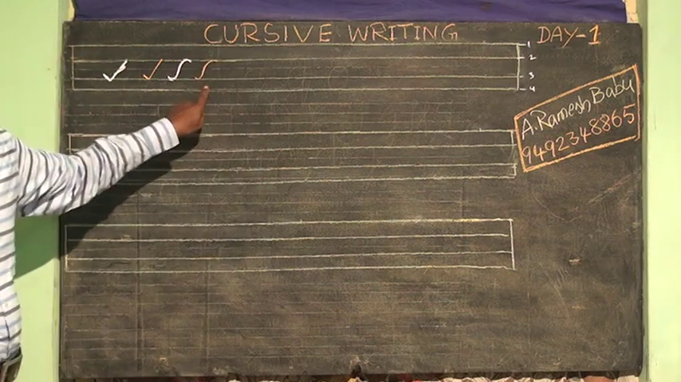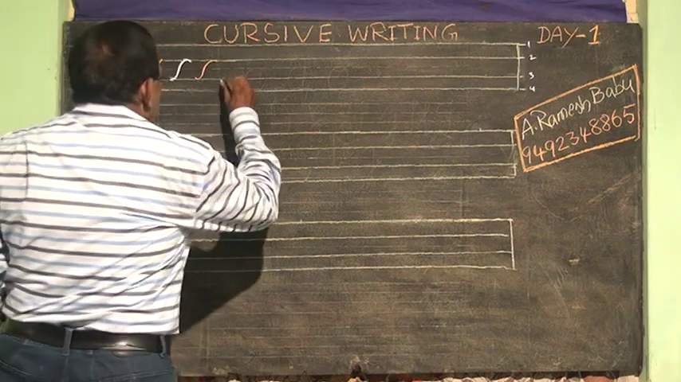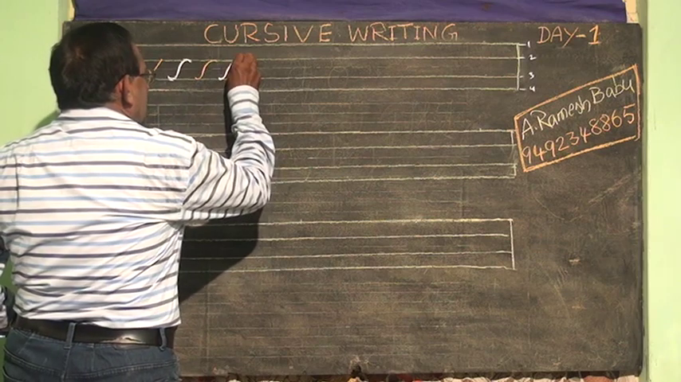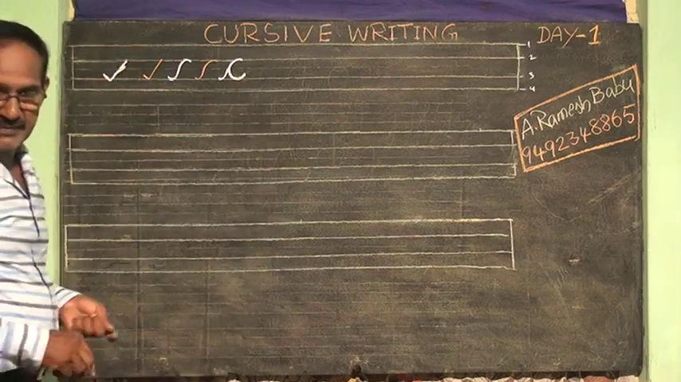After that, the letter starts. First, you write down C. In this way, you have to come back on the same line and make a circle here. So, this is the C.